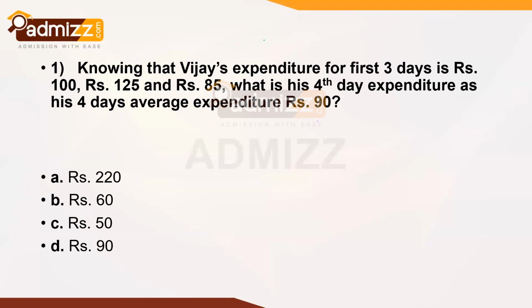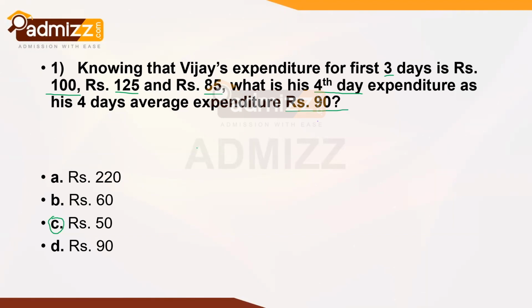Absolutely, the correct answer is, as most of you say, option number C, which is 50, right? But why is that the case? Take a look at this. We know BJ's expenditure for 3 days: for the first day it's 100, for the second it's 125, for the third it's 85. And we have to find his expenditure for the fourth day. We know the average as well.